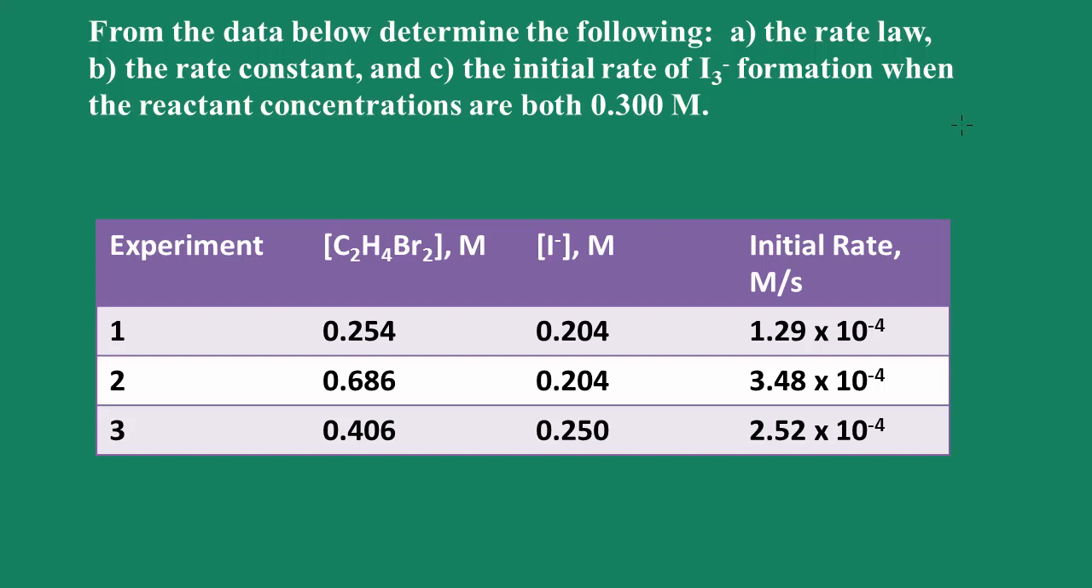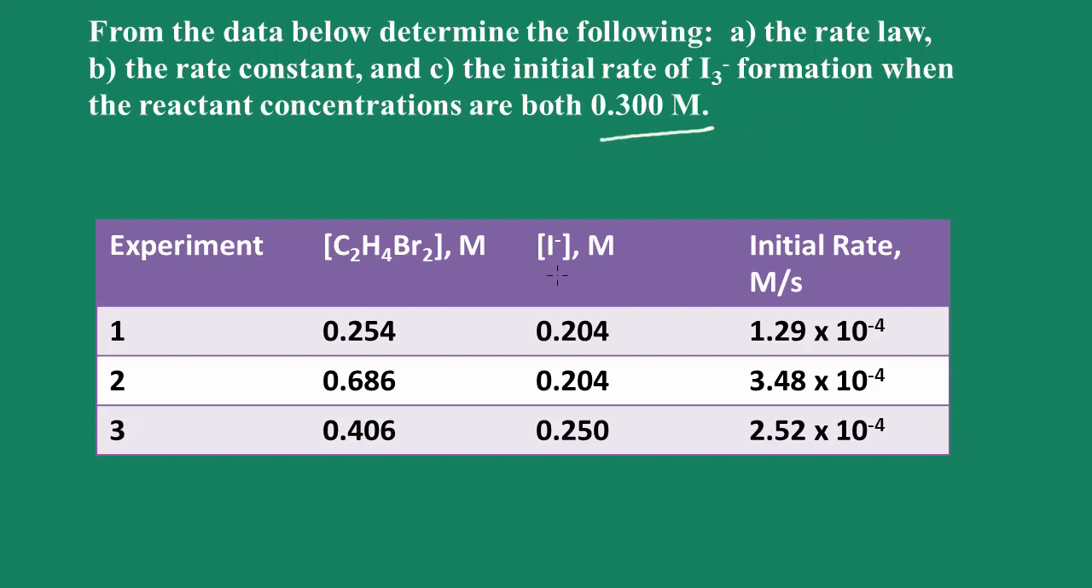Today we're going to look at an initial rate law problem. You've done many of these in class, but this one is a little different. They're asking us to determine the rate law, the rate constant, and the initial rate of triiodide ion formation, and we're given reactant concentrations for that.